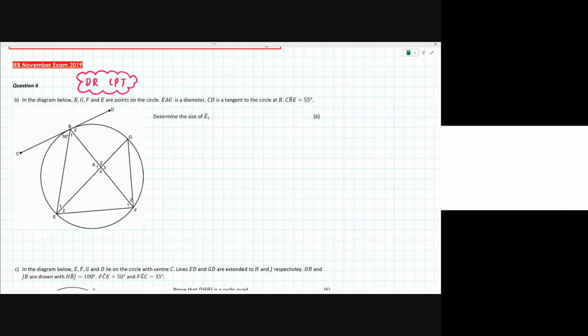Remember, guys, we don't give you useless information. So if I'm telling you EAG is the diameter, it's because I want you to use it. If I'm telling you that CD is a tangent, it's because I want you to use it. So if you identify these 5 things, or maybe 2 or 3 of these 5 things, they're there for a reason.